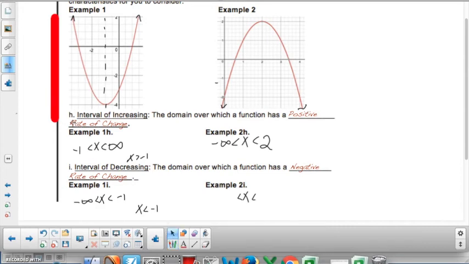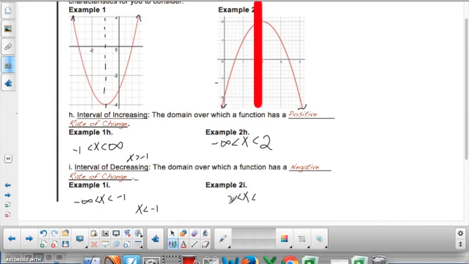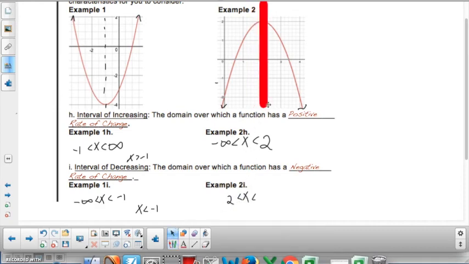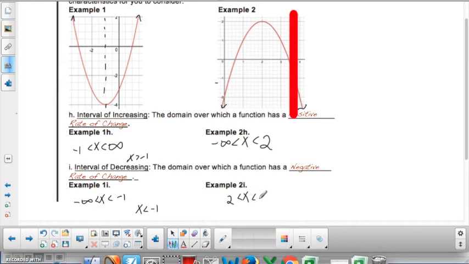So I'm going to take my pencil. We've already said that it's increasing at negative infinity, and it continues to increase until you hit that vertex when x is 2. So that means that the lowest possible x value where it's decreasing is at 2, and it continues to decrease forever because we've got an arrow there. So it continues to decrease to positive infinity.